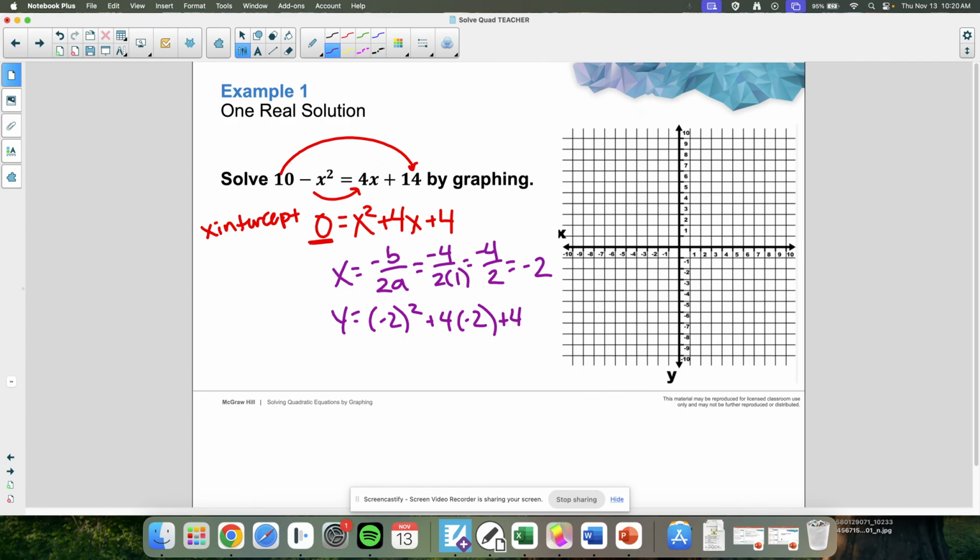When you plug it in, what do you get out? 0. So our vertex is at negative 2, 0. Now we have to put on the sides. Always look at the one that you set equal to 0. Do we have anything in front that's going to change that 1, 1, 2, 4, 3, 9? No. So I'm just going to go over 1 up 1, 2, 4, 3, 9.